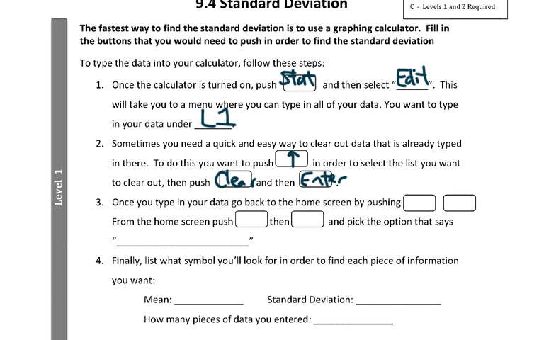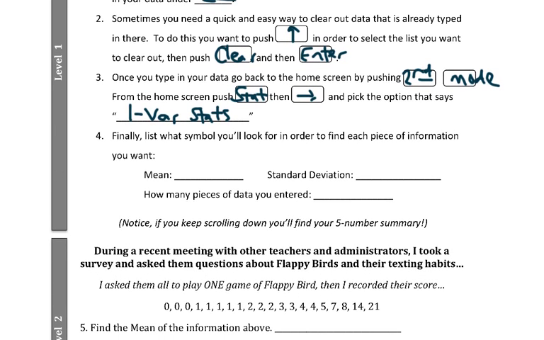Once you type in your data, go back to the home screen by pushing 2nd Mode. That's always what you want to do if you ever want to go back to the home screen, is 2nd Mode. From the home screen, you're going to push Stat. Then you're going to push over to the right once, and you want to pick the option that says 1-Var Stats. That means single variable statistics. That's where you've collected one number.